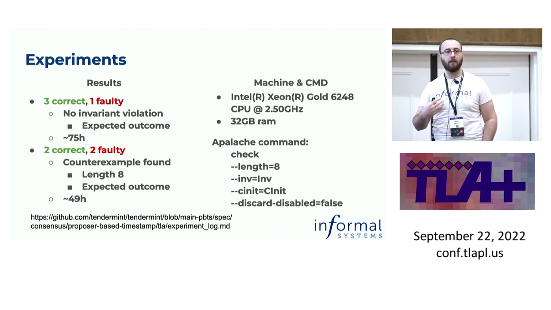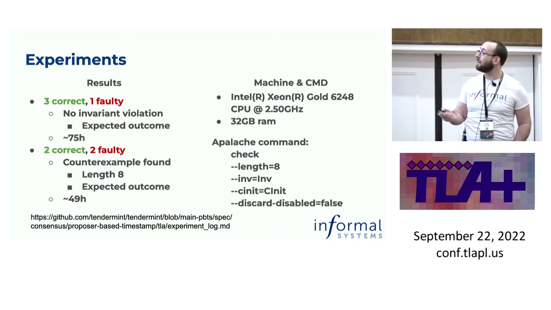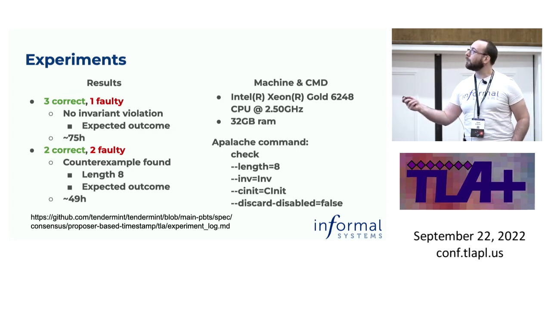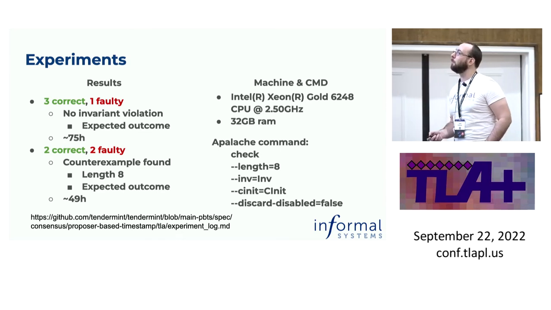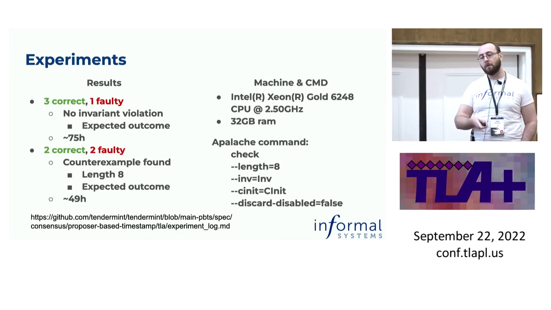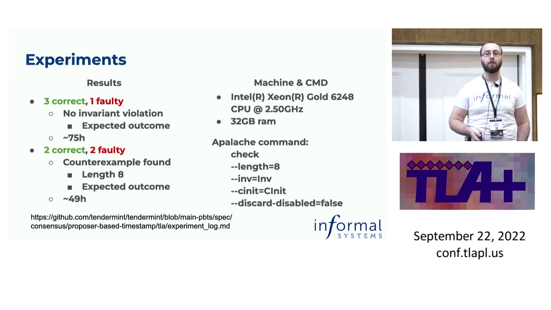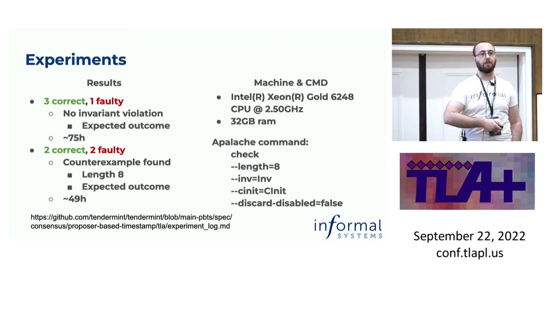First of all, TLC usually just chokes on the initial state, even for Apalache. You could do maybe five processes, six would be pushing it, 8, 10, 12 very unlikely. So three correct, one faulty, and two correct, two faulty. The reason we do it this way, with these two sets of experiments, is remember there is this assumption in all Byzantine fault-tolerant protocols that you have to have more correct processes than faulty processes, right?